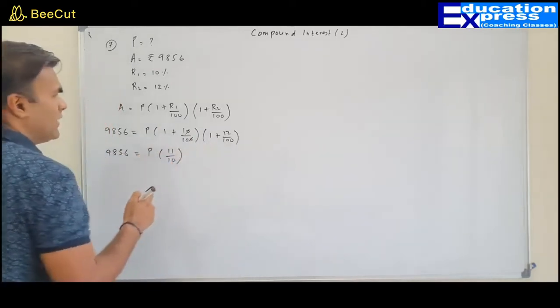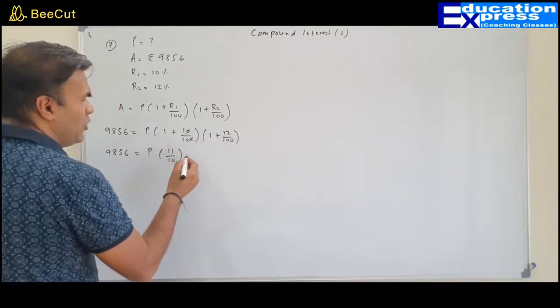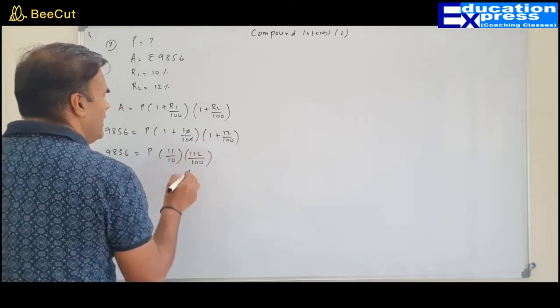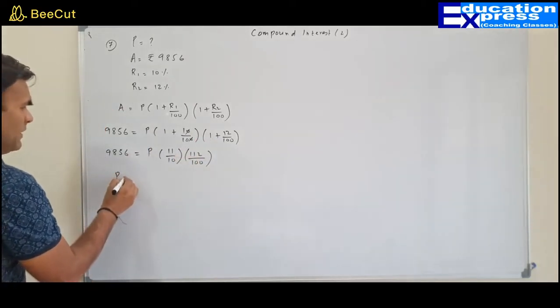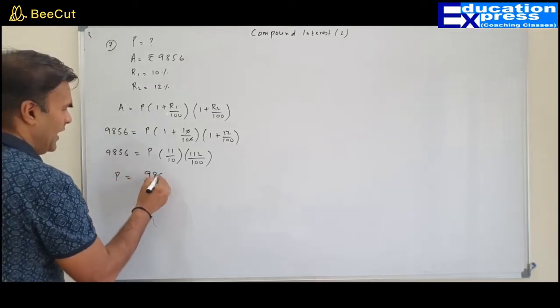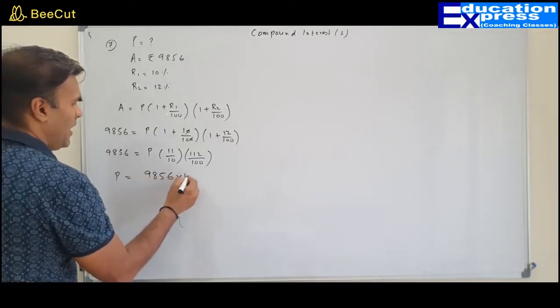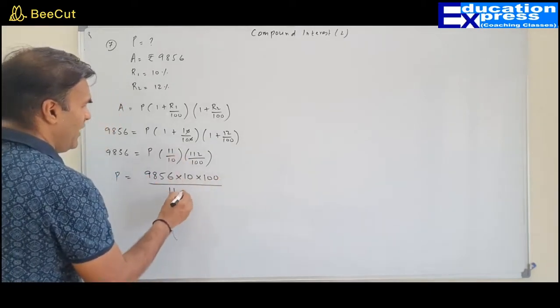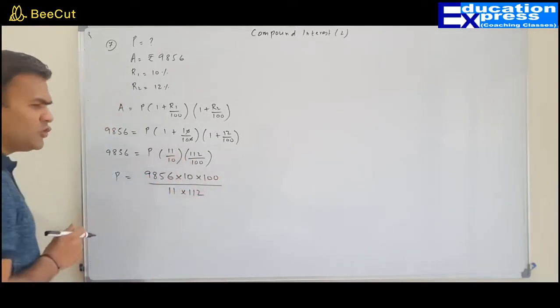Sir, if I wish to cancel, can I cancel? It is all up to your wish. Otherwise, I would have taken 112 upon 100. How do we find P? P would be 9856 multiplied by 10 multiplied by 100 upon 11 multiplied by 112.